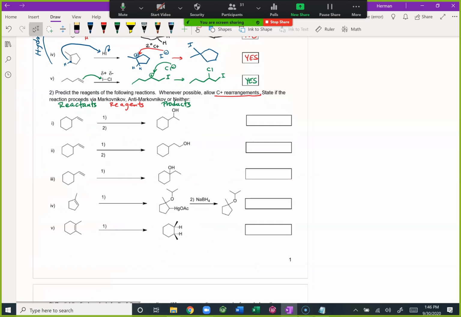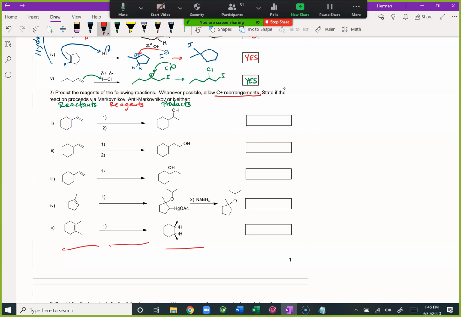Let's do now number 2. Predict the reagents of the following reactions. Whenever possible, allow C+ rearrangements. State if the reaction proceeds via Markovnikov, anti-Markovnikov, or neither. All right. So last time when we talked about this, we said the column on the left is reactants, the column on top of the arrowhead is the reagents, and the column on the right will be products. All right?